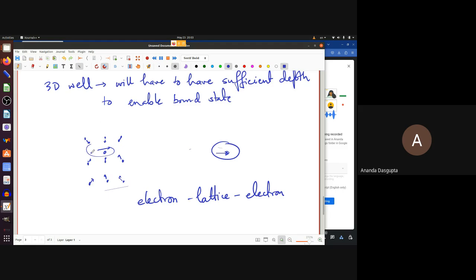But effectively, what can happen via this lattice distortion is that one electron can effectively attract the other electron, in other words, lower the energy of the other electron without directly coming in contact. You note that for this to work, the two electrons really have to be rather far away. So this electron should have moved quite a long distance away from this electron. Okay, clear?